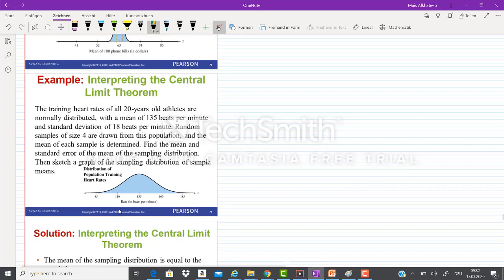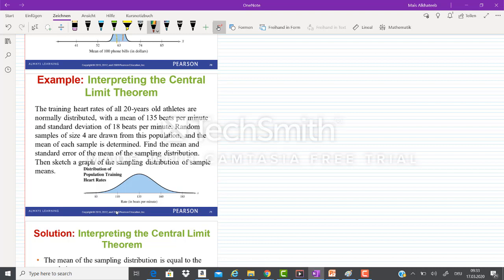Now another example which speaks about the training heart rate of all 20-year-old athletes, which are normally distributed with a mean of 135 beats per minute and a standard deviation of 18 beats per minute. Random samples of size 4 are drawn from this population and the mean of each sample is determined. Find the mean and standard error of the mean of the sampling distribution, then sketch the graph.